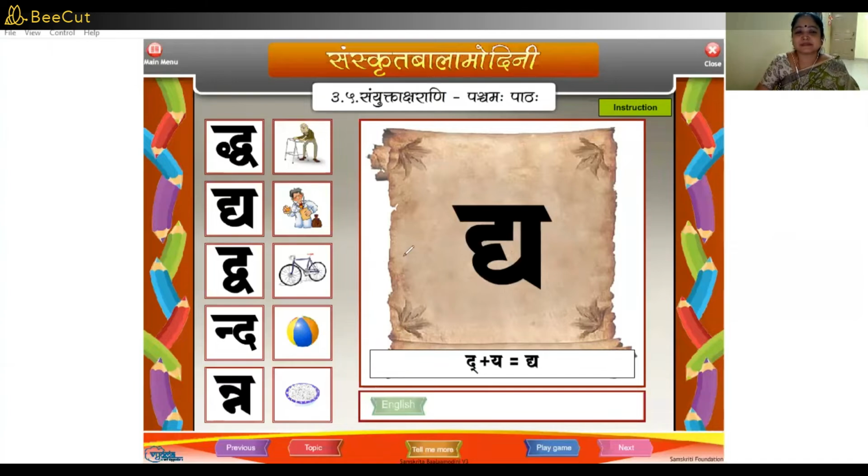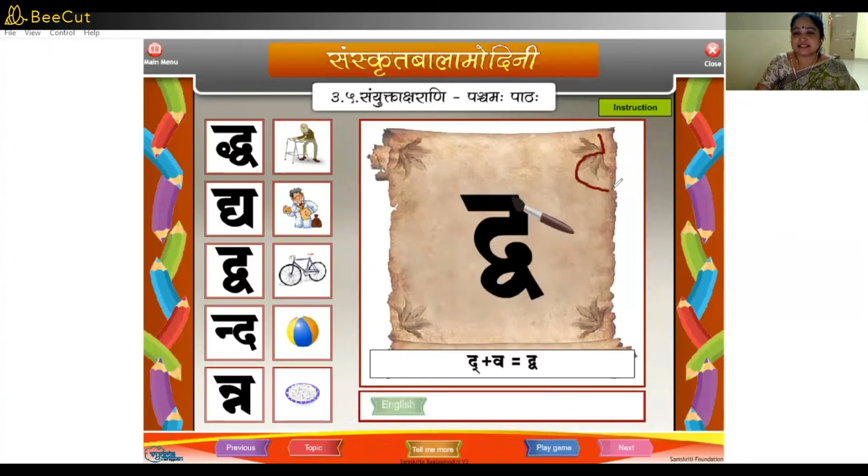Then dva. This is dha, and below that you write va. We have already seen when one letter is written below another letter, then this becomes half, id. Then va, dva.